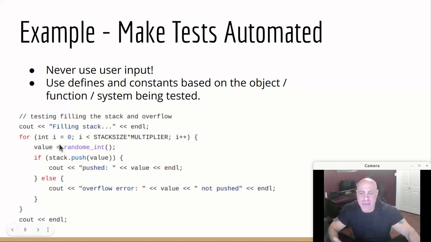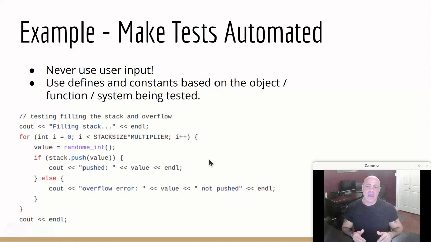So since this is an integer stack, I grab a random value, I push it onto the stack, and then I test it. Right, I report. No, sorry, the operation itself is the test, and then I report. If I was able to push, I say pushed. If it was not, I say error. Okay, now this is generic code for a concept. Let's make sure we understand that. It's generic code for a concept. This is the idea behind it.